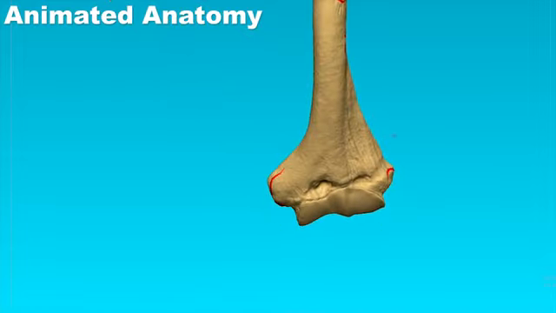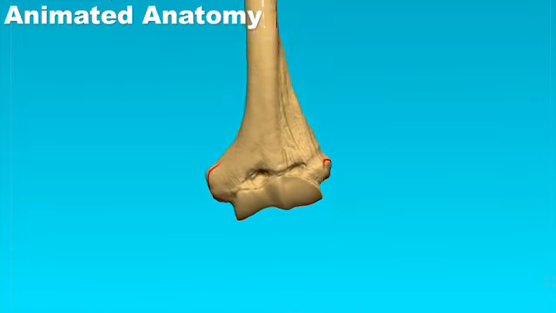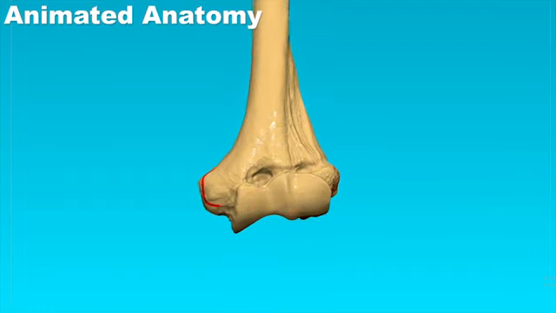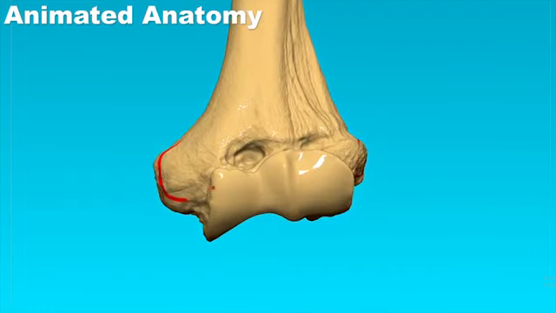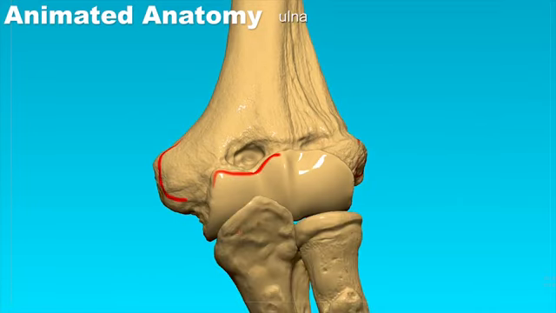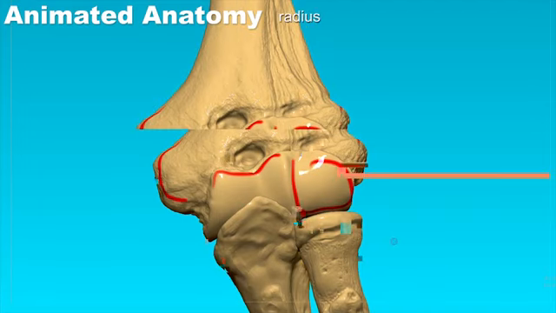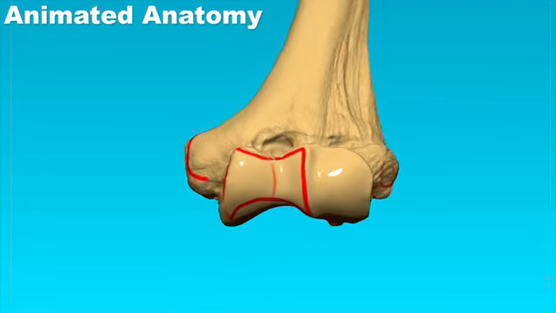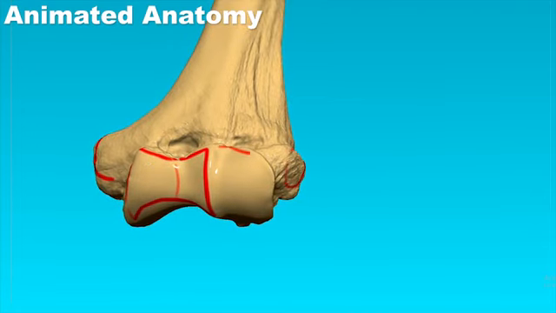Another thing that we can see here is this articular surface here. This articular surface is basically the articular surface for the ulna. And this here is the articular surface for the radius. The articular surface for the ulna is called the trochlea. It has this median groove here, while the articular surface for the radius is called the capitulum.